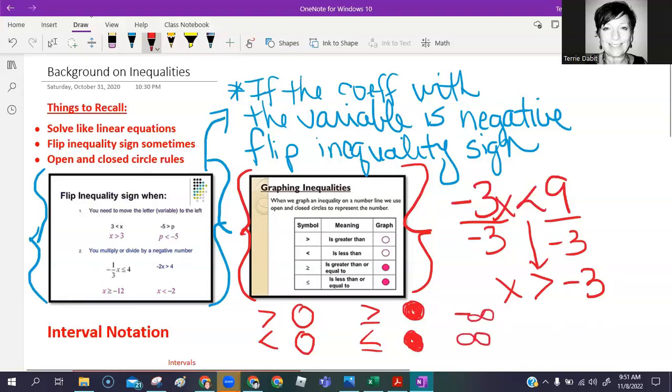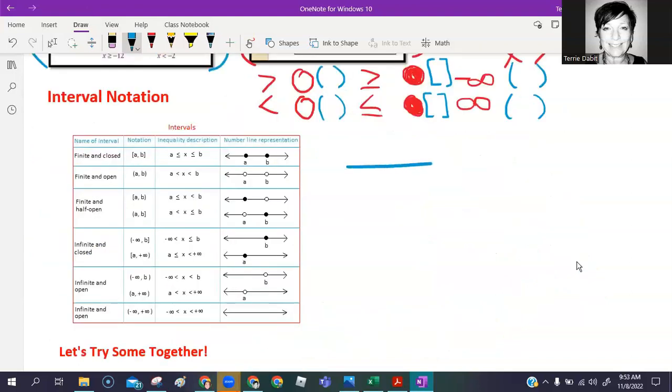Now, how do we do this with interval notation? The interval notation says if it does not include it, we're going to use parentheses. So we'll use parentheses on this. If it does include it, we use brackets. And you'll see that as I'm going through here. Also, I have that interval notation video in your playlist that will help you do this. And then with the infinities, we always use parentheses. We need to know the difference.